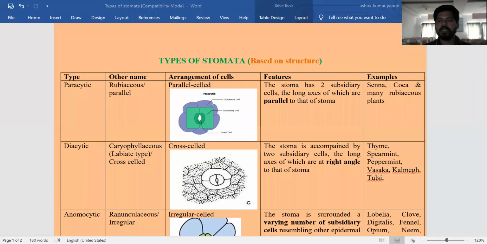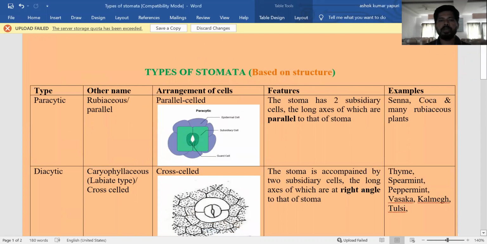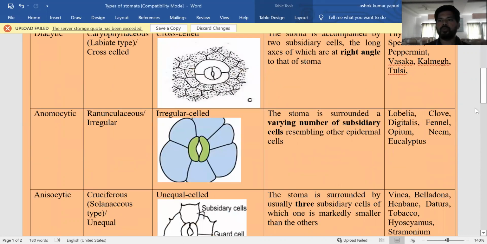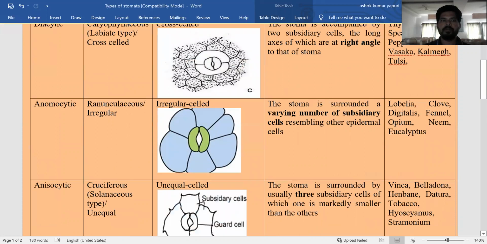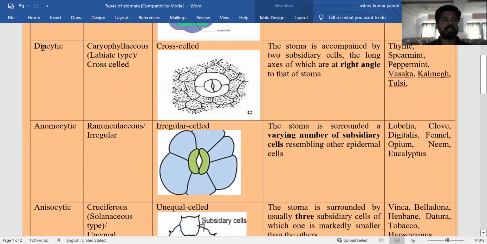Next one is diacytic stomata. Regarding diacytic stomata, these are also called caryophyllaceous stomata.